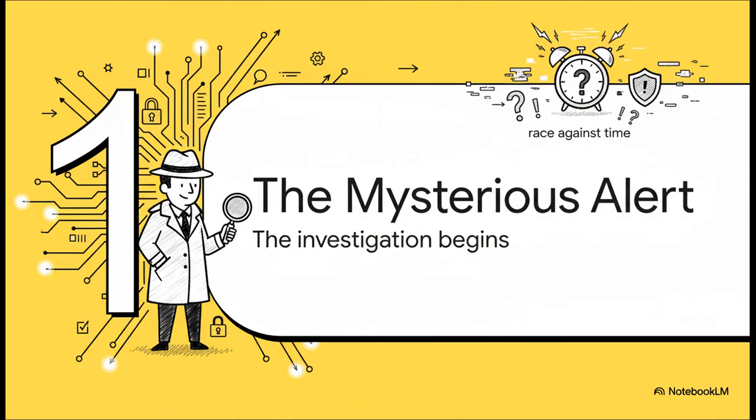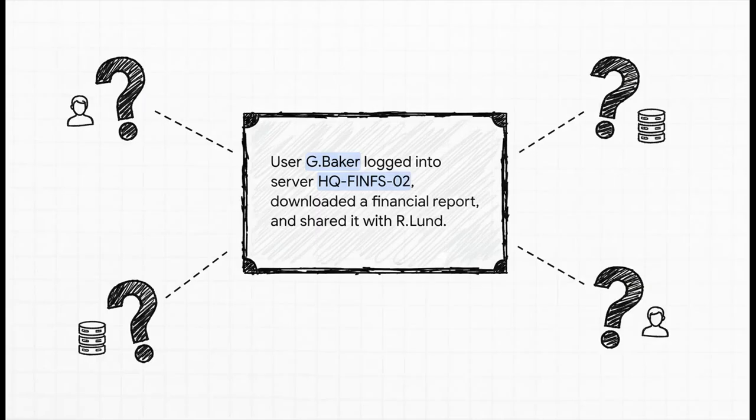Okay, let's dive into this with a real-world scenario that might land on an analyst's desk at any moment. And here it is. This is the alert. Now, it might look pretty technical, but for an investigator, this single line raises a whole bunch of immediate questions. Like, who is G. Baker? Who is R. Lund? What exactly is this server? And maybe most importantly, is this totally normal or is something fishy going on here?